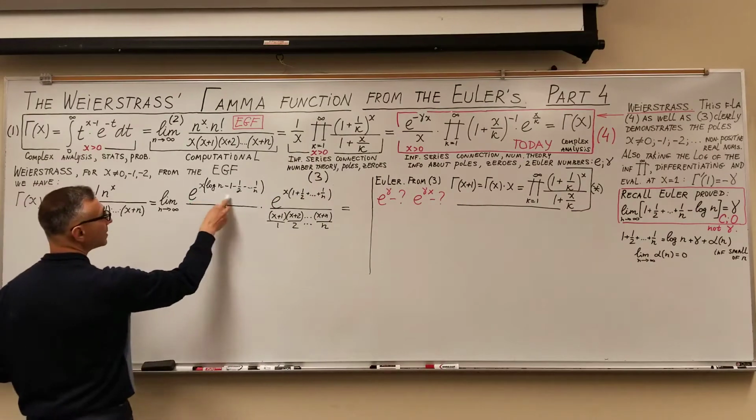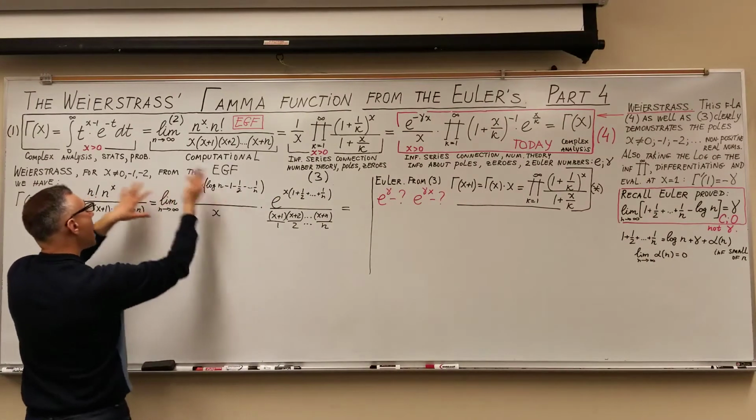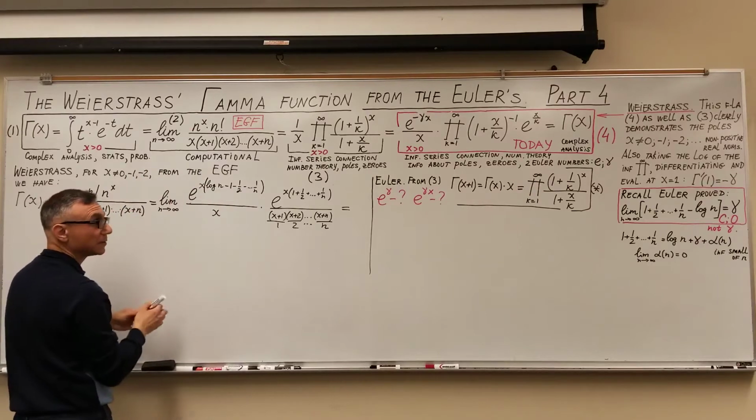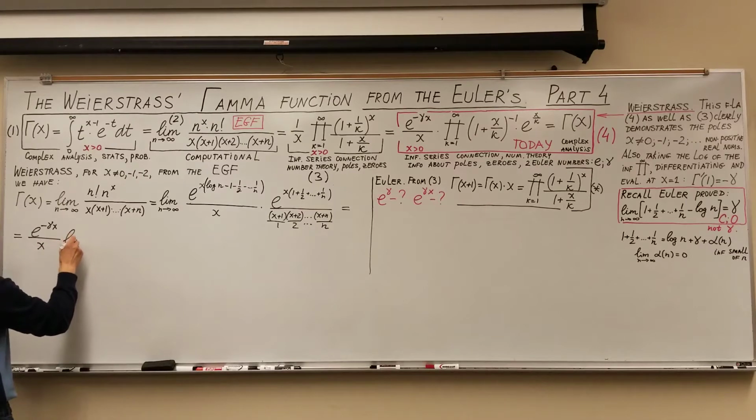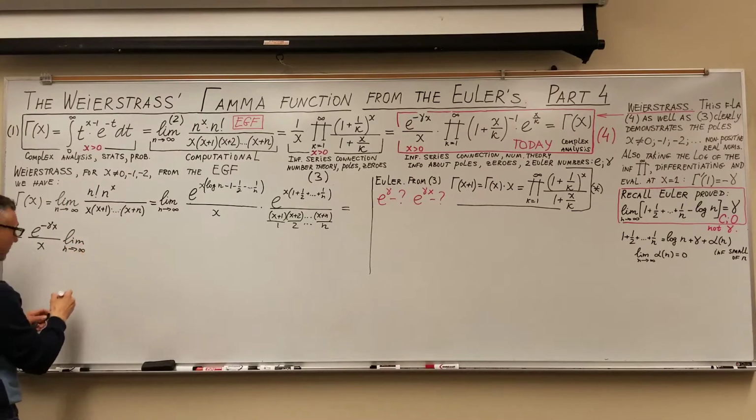So this is e to the minus gamma x over x up front of the limit, because the limit depends on n, kind of a constant. So it's equal to, actually, e to the minus gamma x over x. Here we have a limit of this partial product, n goes to infinity.